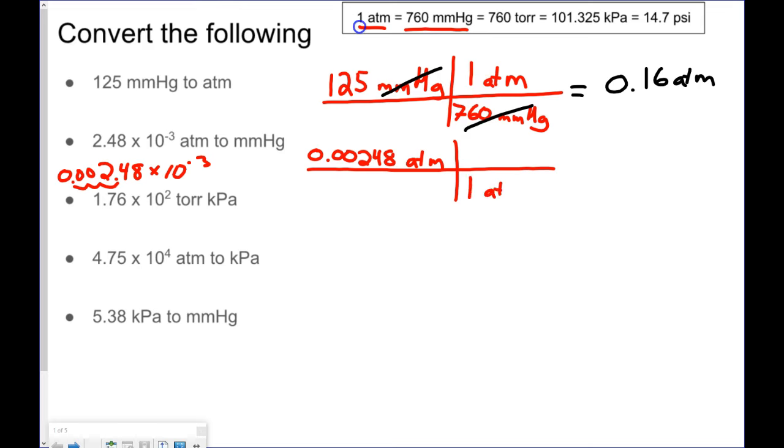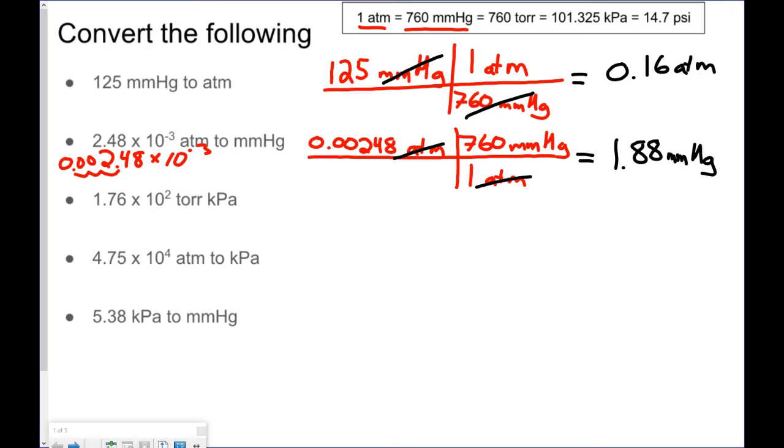So I'm going to millimeters of mercury, so I'm going to use that same dimensional analysis, only this time atmospheres is going to go on the bottom, and millimeters of mercury, 760, goes on the top. Cancel out atmospheres, and what I'm left with there is going to be 1.88 millimeters of mercury. Same idea for here, 1.76 times 10 to the second. I just move the decimal point 2 to the right there. That's going to work out to be 176 torr.